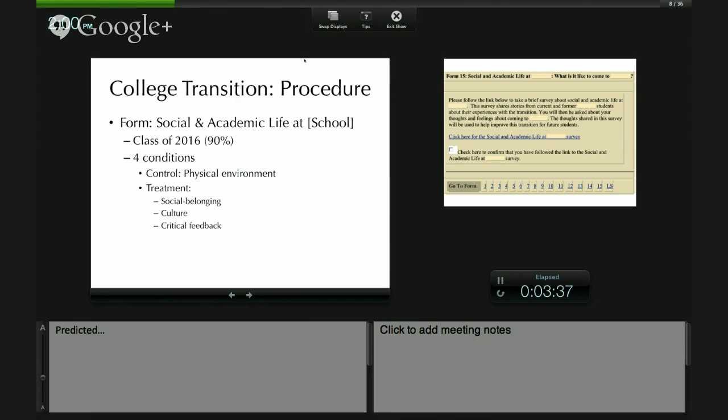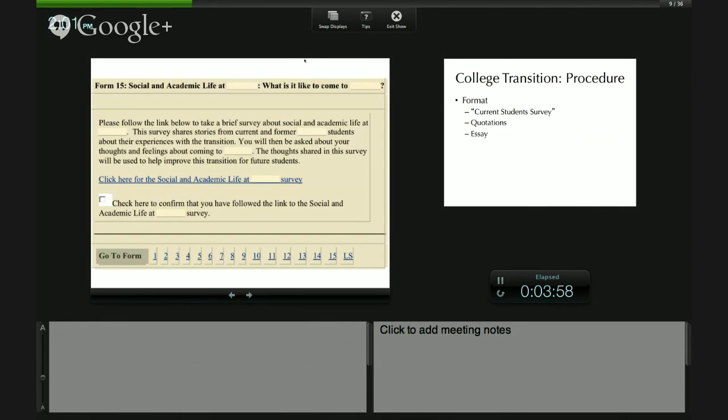And there were 4 different conditions. There was a control condition that was standard information about coming to college and having to get oriented to the physical environment, and then 3 different treatment conditions. I'm not going to describe a lot about the differences there. I can at the end if we have time, but let me show you just how students got into our study and into this intervention.